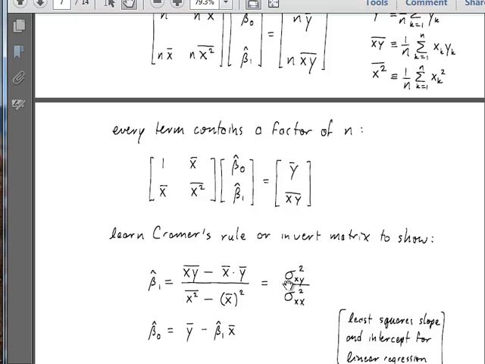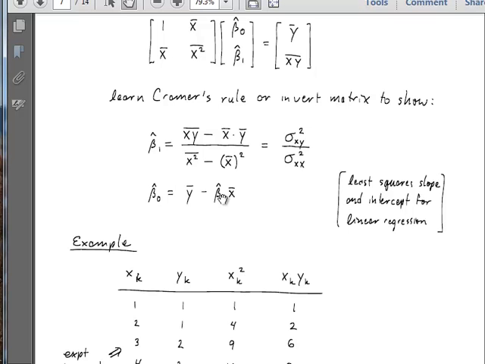I should probably have s's here instead of sigmas, because these are estimates of the covariance in x and y divided by the variance in the variable x, right? So I should really write s here, because these are sample standard deviations and sample variances and sample covariances, and not the actual variances and covariances.